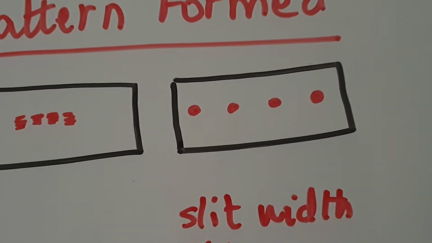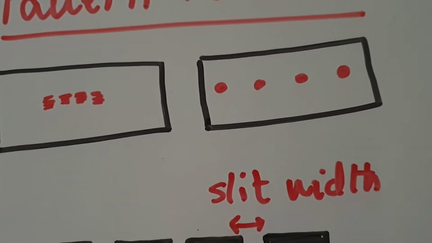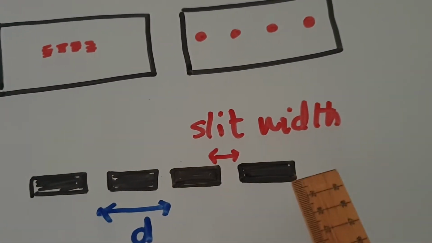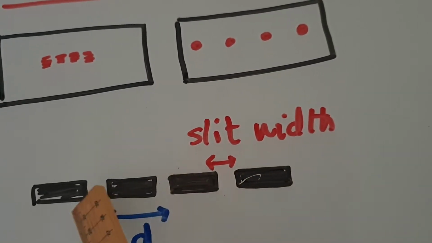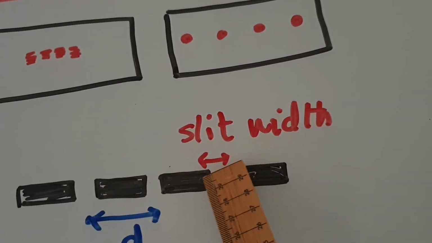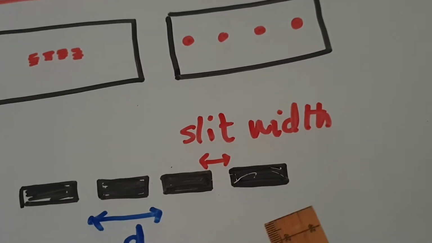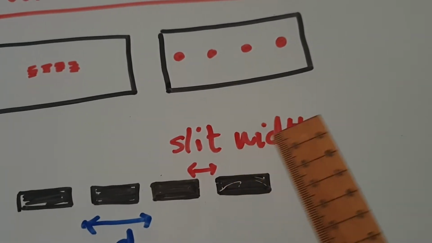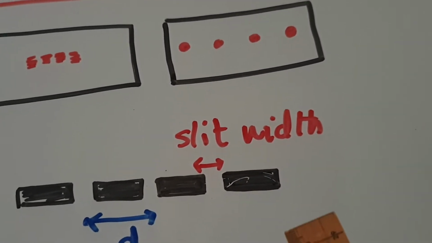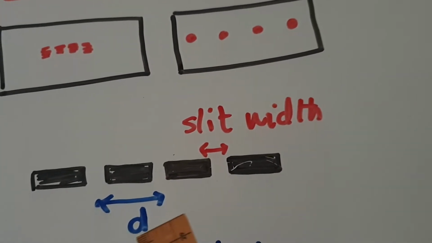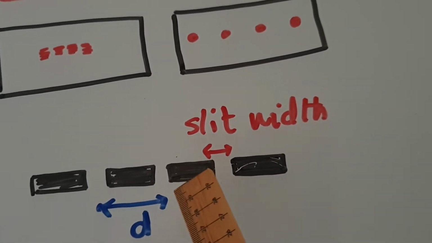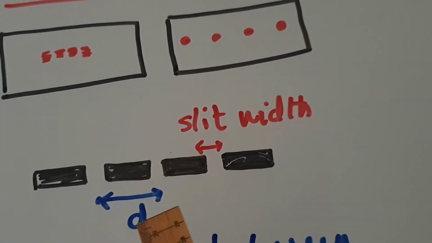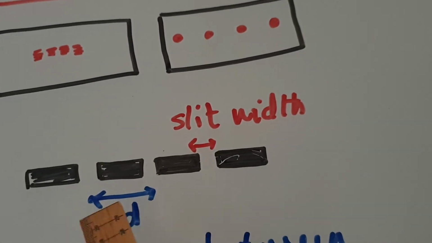Now there's something called slit width, and there's something called the distance between slits. I tried to show it in this diagram. Let's say that's a diffraction grating, and these gaps are the slits. The slit width is how wide this gap is. The narrower the slit, the more the diffraction, so when it's narrow, it diffracts more. And d is what we call the distance from the middle of one gap to the middle of the other. That's your d, the distance from one slit to the other.